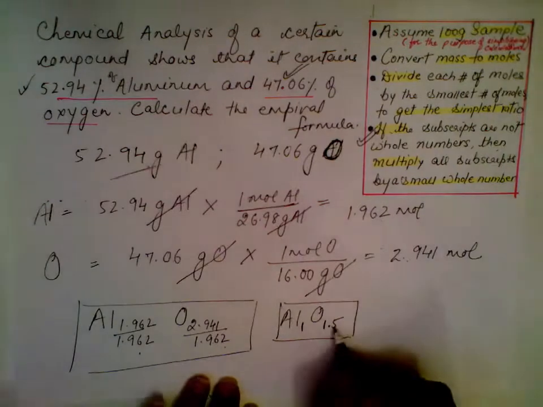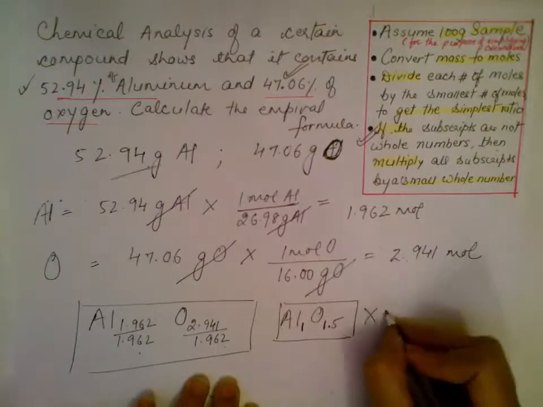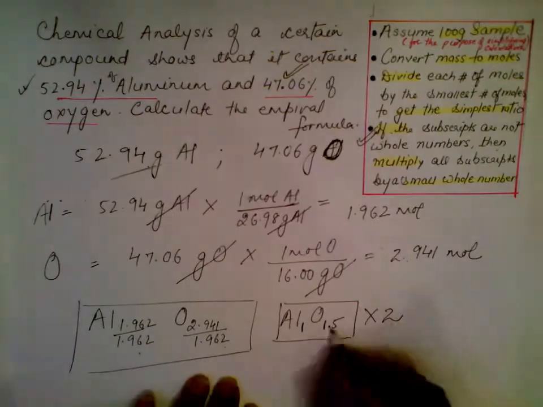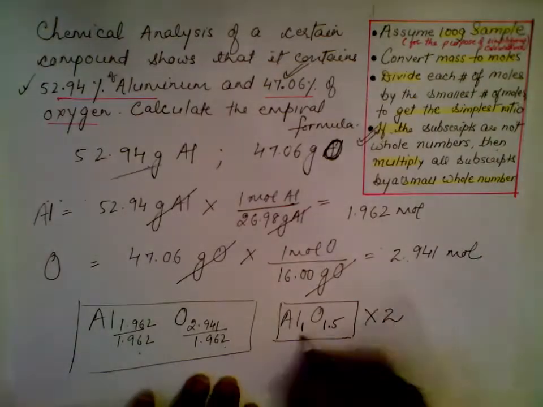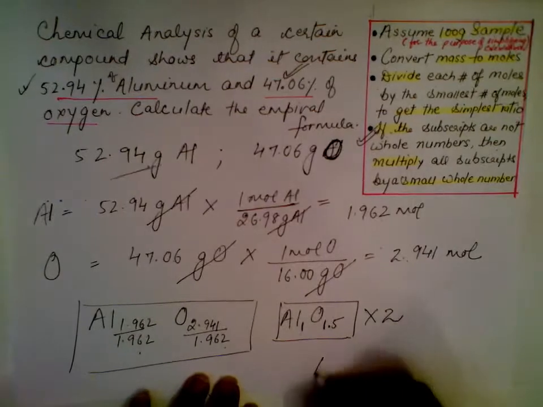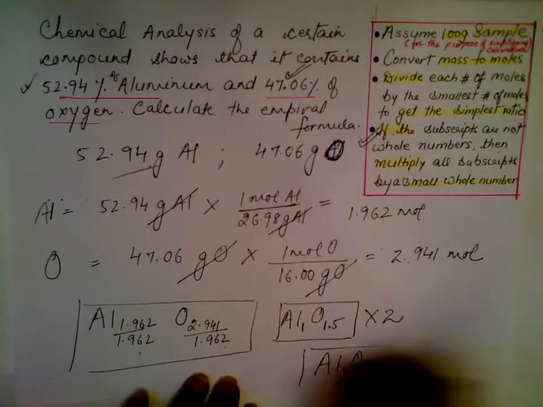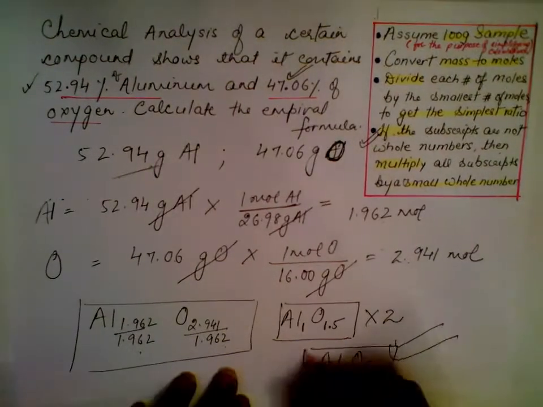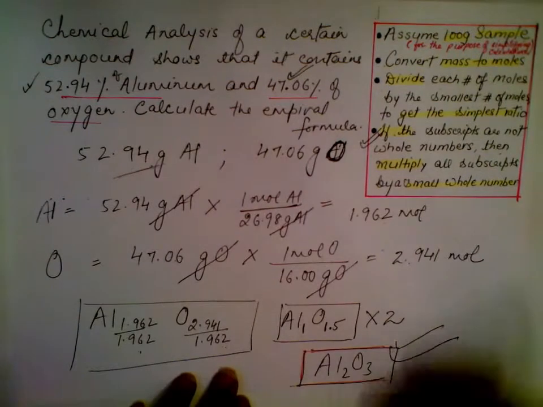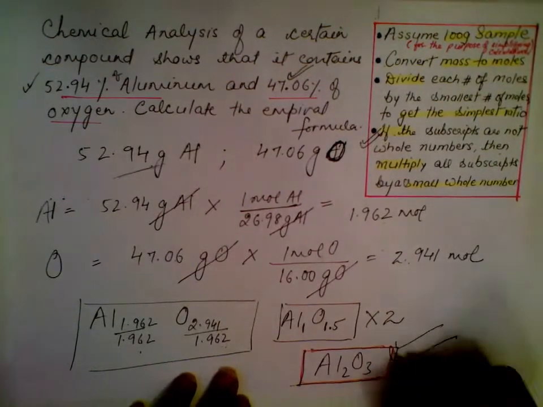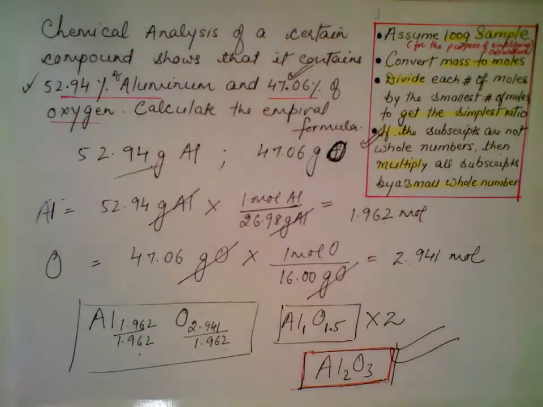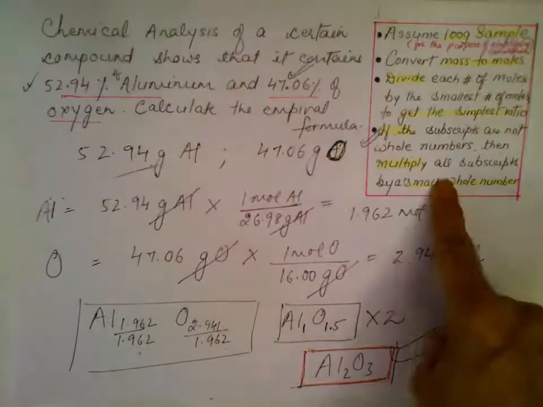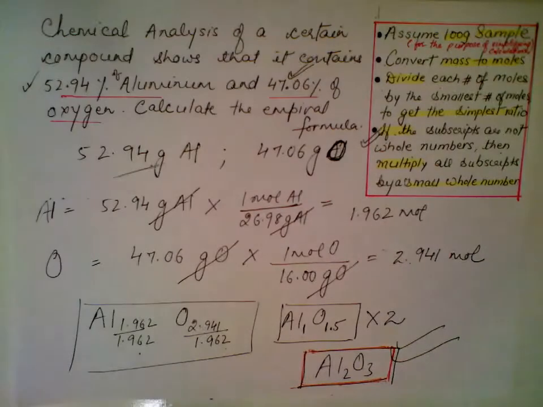So 1.5, if you multiply this whole thing by 2, 1.5 times 2 is 3, and then 1 times 2 is 2. Okay, this is the final formula of aluminum oxide, Al2O3. So for 2 aluminum, we need 3 moles of oxygen. Okay guys, so that is how we figure out the empirical formula. Once again, step number 4 may or may not be needed, depending on the problem.